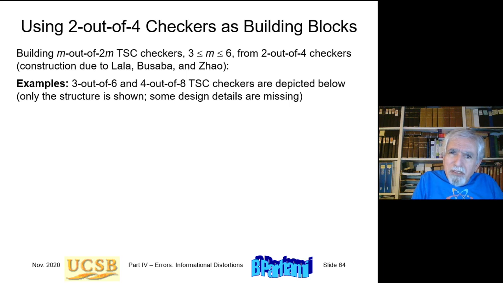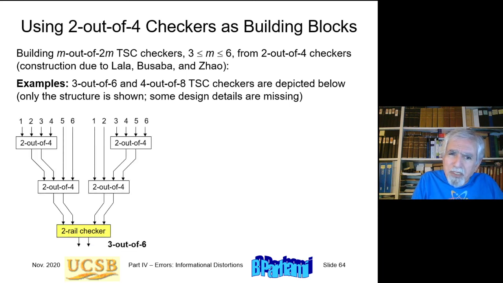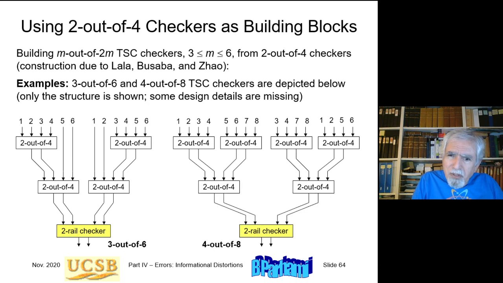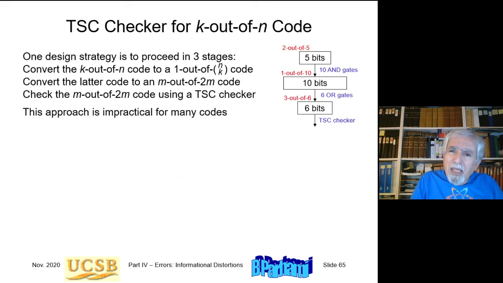This is another design strategy that uses 2 out of 4 checkers as building blocks. So if you have already designed 2 out of 4 checkers, you can design 3 out of 6 checker or 4 out of 8 checker using these designs. And for general K out of N code, we don't have a general strategy that directly does that. However, this is always possible, although sometimes it becomes very complex.